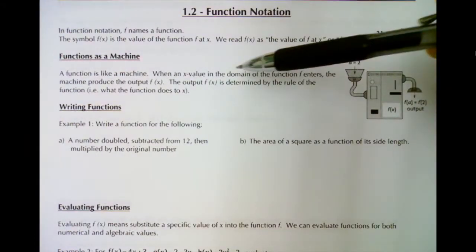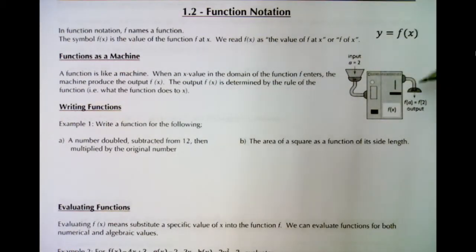The output f of x is determined by the rule of the function, so whatever the rule is. If the rule was 2x plus 1, we'd multiply the x by 2 and then add 1 to get the output, and that'd just be a linear function. So we're going to write a couple of functions here using function notation.